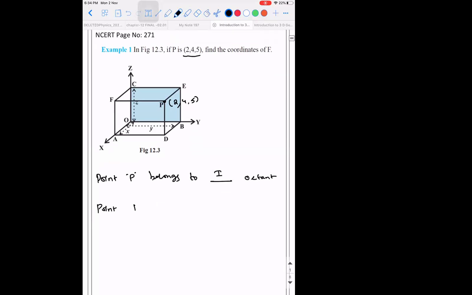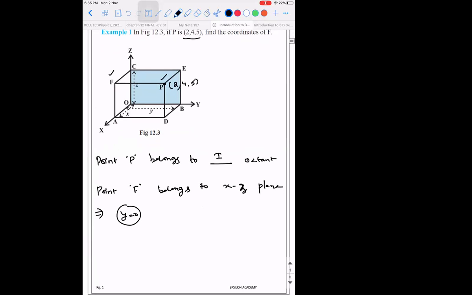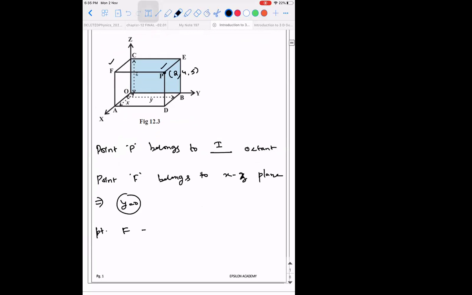Point F does not belong to an octant. It belongs to the XZ plane. So if it is the XZ plane, what is 0? Y is 0, which implies Y is equal to 0. Since F and P are parallel to each other, point F will be 2 comma 0 comma 5. You're able to understand? That is how we write.